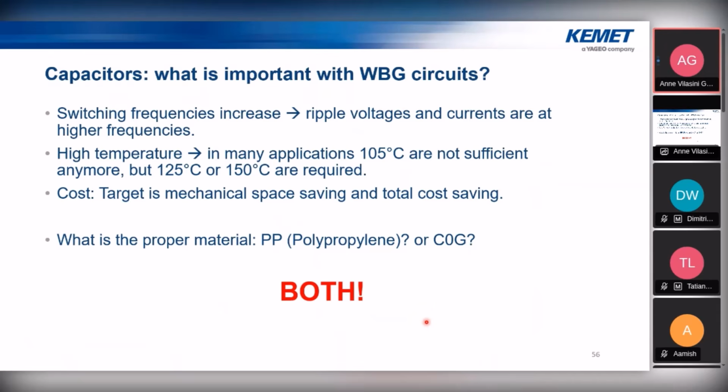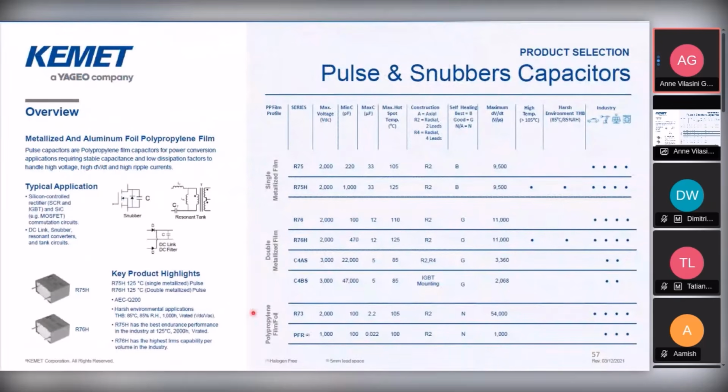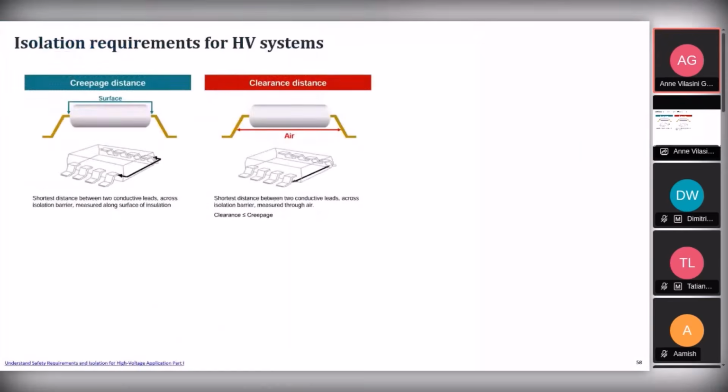There are several types of dielectrics for a capacitor. The most common would be polypropylene or C0G. Here are also several examples of snubber capacitors, which are placed across the switch to reduce the transients, also in the resonant tank, the filters and so on. So you look at the most important parameters here before you choose the right component for your application.